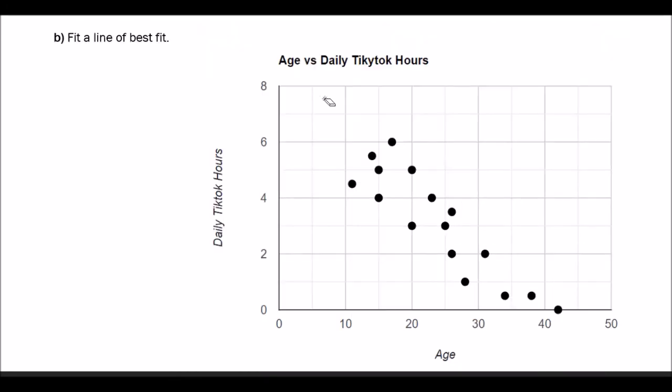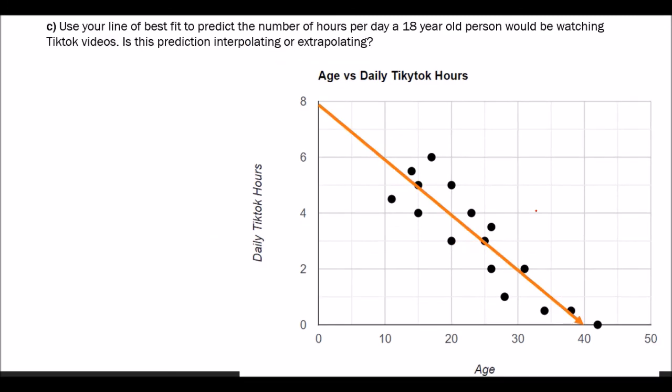Cool. So let's fit a line of best fit. Anyone can do this. You all might have slightly different lines when you draw your lines, but that's okay as long as it represents the data well. So there's my line. You don't want to draw a line that looks like this, yeah? Don't do that. Make sure it fits the data. Easy. Now we make a prediction.